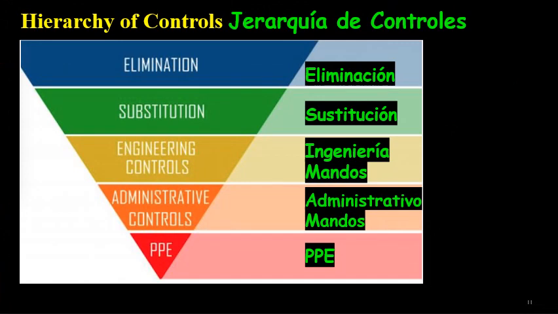To review, anytime we encounter a hazard, we want to examine the hierarchy of controls, starting with the most effective, elimination, followed by substitution, engineering controls, administrative controls, and always last, PPE.